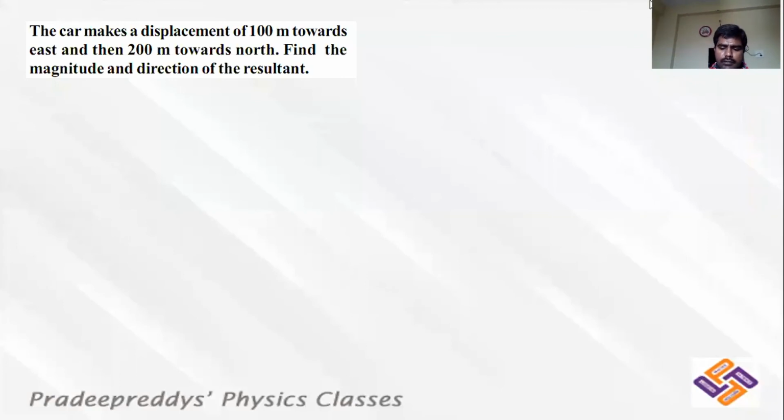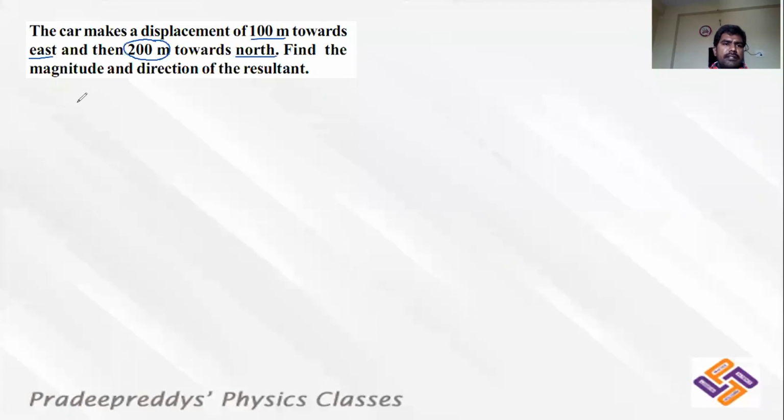Right, students, let us solve one more problem, and this is also a very simple question. Here we have a car that makes a displacement of 100 meter along east. It is traveling along east, and then 200 meter towards north. Find the magnitude and direction of the resultant vector. You should find out both the magnitude and the direction.